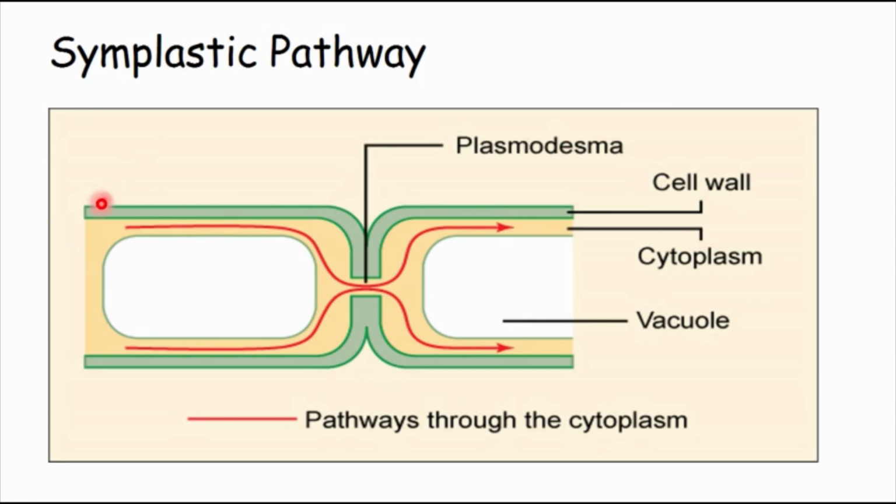The symplastic pathway is where the water wasn't moving in the other diagram. They're opposites. So in the apoplastic we move through the cell wall, in the symplastic we're going to move the water through the cell membrane, and you can see that there's this little joining feature between those two cells which is called a plasmodesma. And this allows the water to flow continuously from one cell to the next.